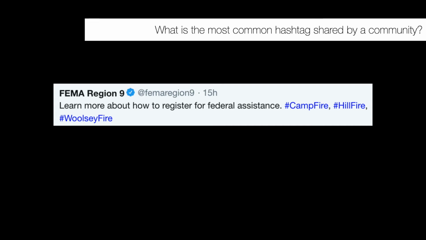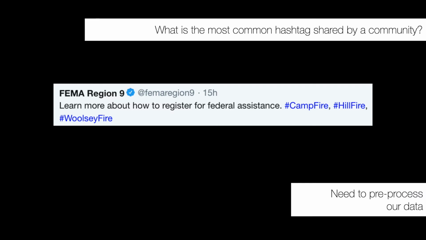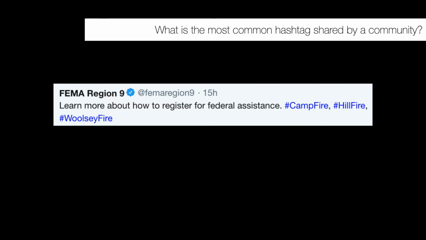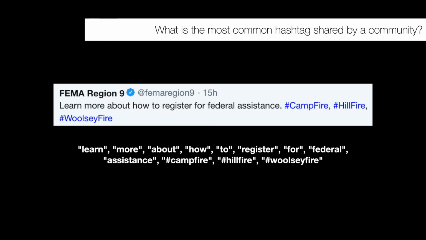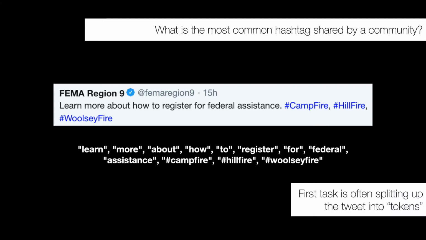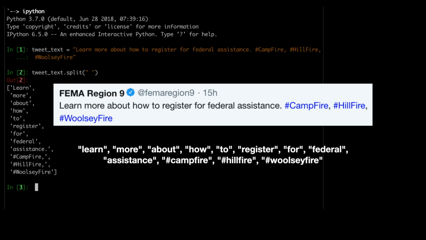All right, so when we want to know what the most common hashtag is, we have some tweet, right? Clearly this tweet has hashtags, but we can't just take this tweet by itself. We have to do something to it to extract these hashtags. So this is called pre-processing our data. Generally we want to take this tweet and extract all these words from it. This is called tokenization. So often the first thing you do is take some tweet and split the tweet up into these individual tokens.